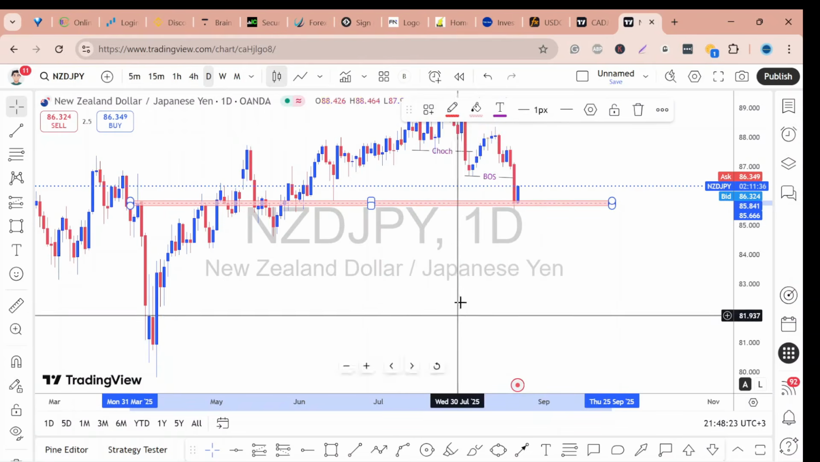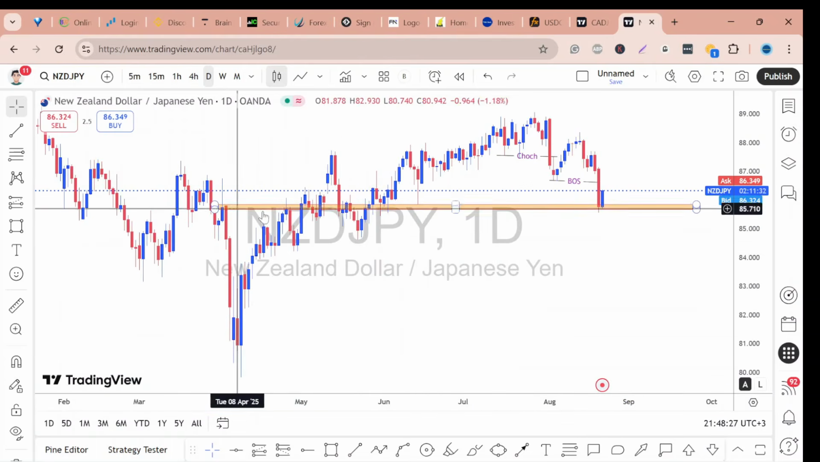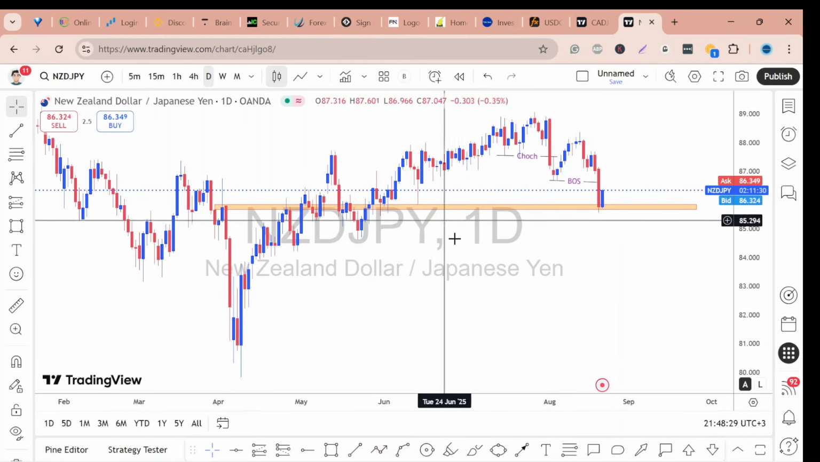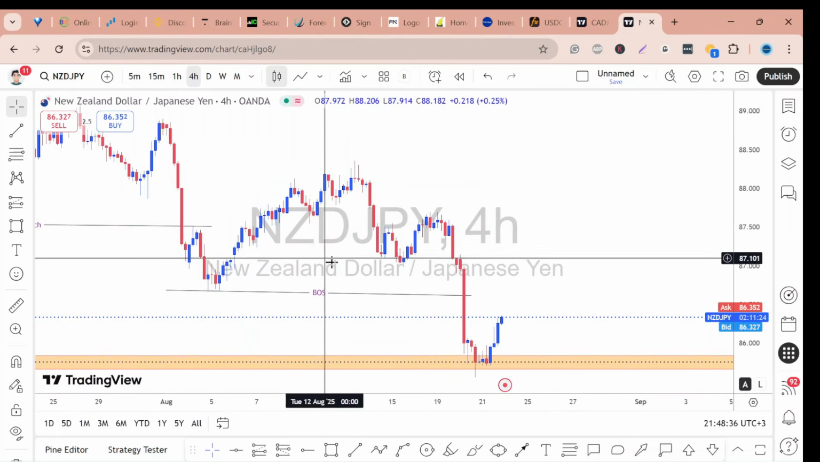So now I know that I'm looking for a retracement. Of course, this daily support would be a very good ideal point for the market to find strength to push a little bit higher before we continue selling.